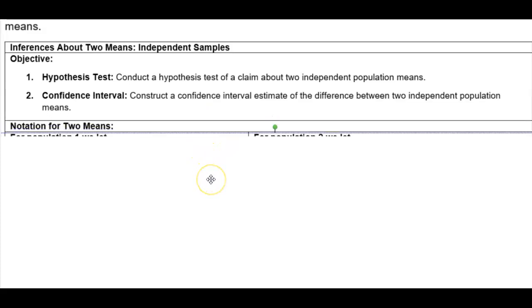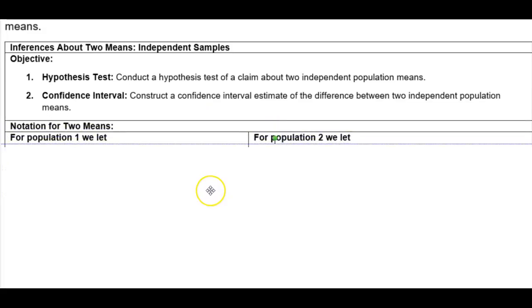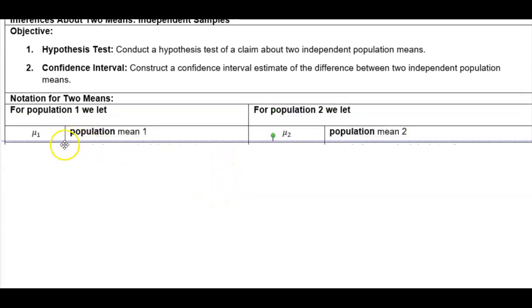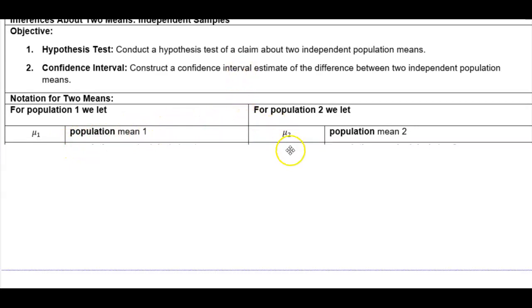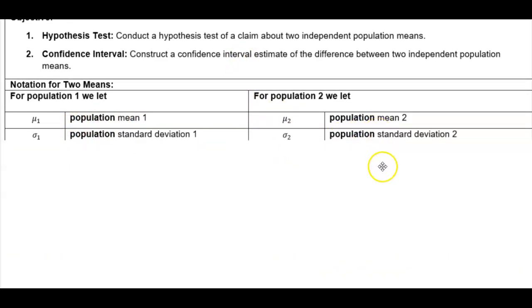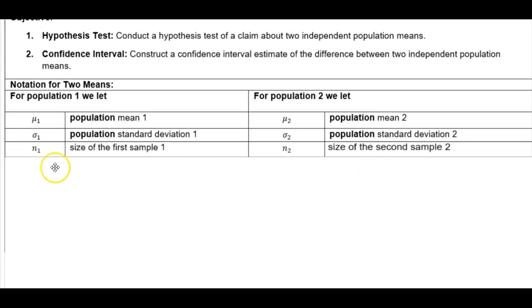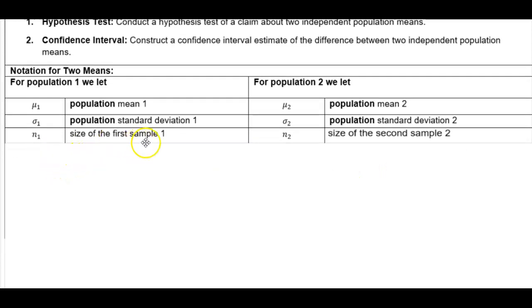So the notation for two means, for population 1 and for population 2. Mu1 is going to represent population mean 1. Mu2 is going to represent population mean 2. Sigma 1 represents population standard deviation 1. Sigma subscript 2 represents population standard deviation 2. N1 represents the size of the first sample. N2 represents the size of the second sample.